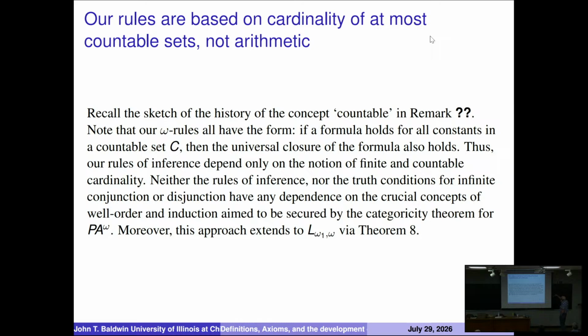So I do need countable here because I am saying it's a countable language. But then the universal closure: if it holds for all constants in a specific countable set C, then the universal closure holds. Thus our rules of inference depend only on the notions of finite and countable cardinality. Neither the rules of inference nor the truth condition for infinite conjunction or disjunction have any dependence on the notions of well order and induction that aim to be secured by a categoricity theorem for PA or PA omega.